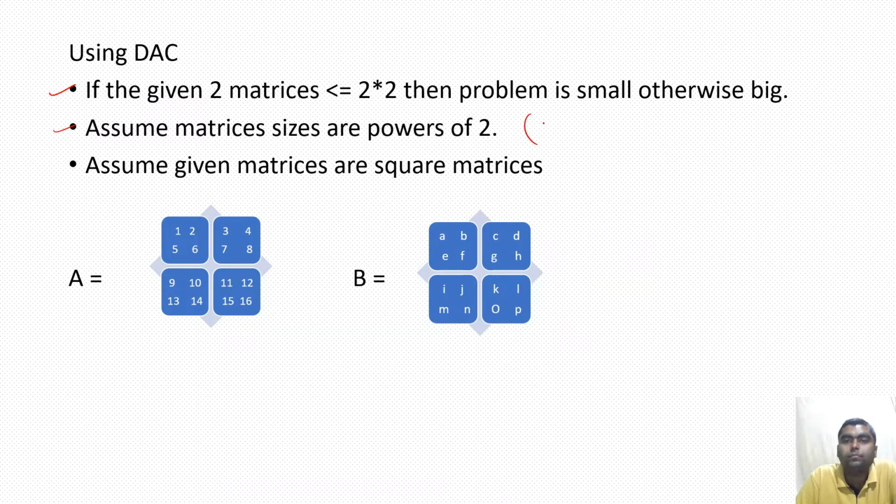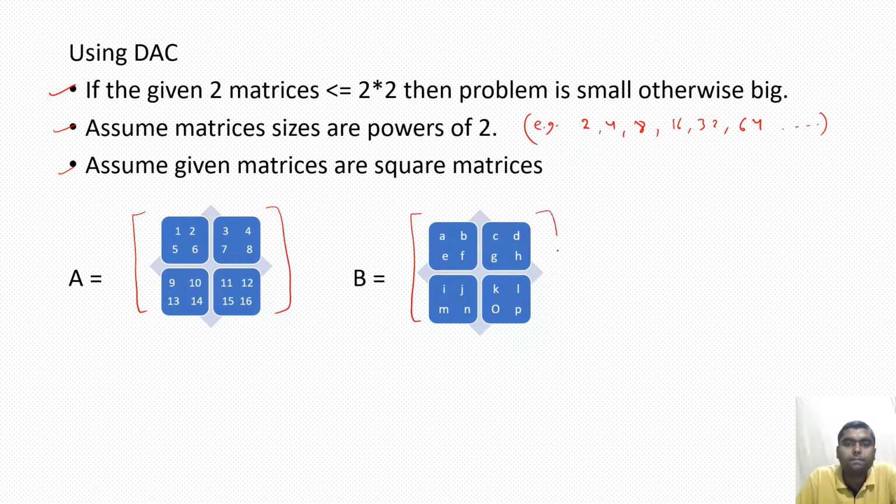So what are powers of 2? As an example 2, 4, 8, 16, 32, 64, and likewise. So we are assuming that matrix sizes are power of 2. And next, assume given matrices are square matrices. So this is the basic assumption. This is the A matrix given like this, and this is B given.